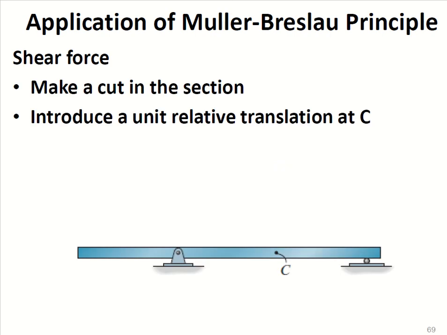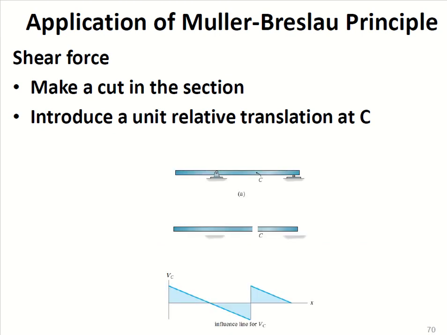Okay. Now, for example, here it says to draw the influence line for shear force at point C. So what it says is to make a cut in the section, cut the beam here, right? You have cut the beam. This portion is acting separately, and this portion is acting separately. Induce a relative translation at C. This point will move upward and this point will move downward, or the other way around. So as I said, the other way around, this point has moved downward. So when this point is moving downward, this point will move upward.